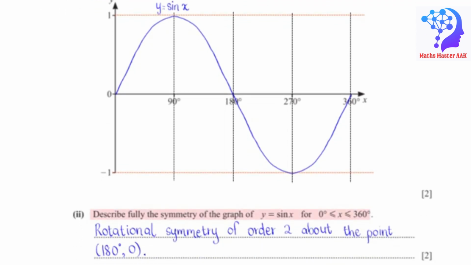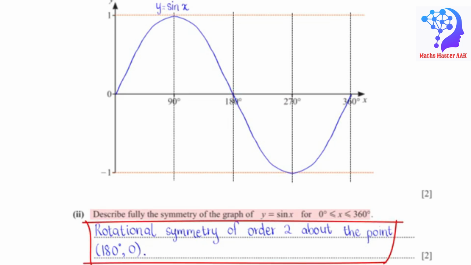Describe fully the symmetry of the graph. Y is equal to sine x for x is greater than or equal to 0 degrees and less than or equal to 360 degrees. At the point 180 degrees, 0, when we rotate this shape 180 degrees, we have it looking exactly like the original, and when we rotate it another 180 degrees, we come back to the original, and so we have rotational symmetry of order 2 about the point 180 degrees, 0.